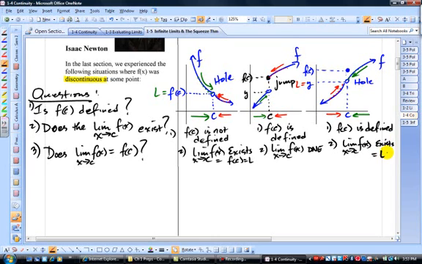However, notice also that the limit is different than f of c. So on the third question, does the limit equal f of c? The limit of the function does not equal f of c. The limit as x approaches c, we found it to be L, but it's not equal to f of c. And the reason why is because the hole's not filled.